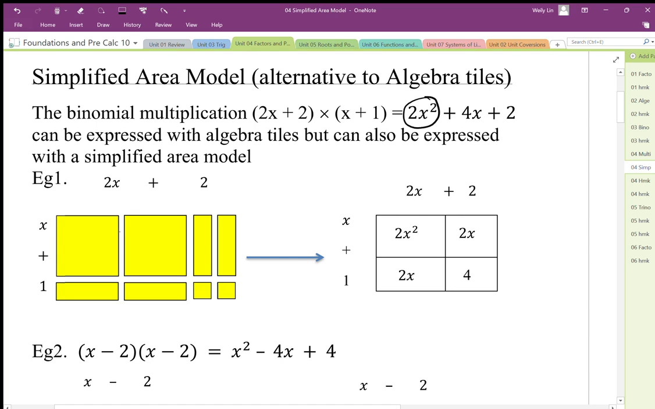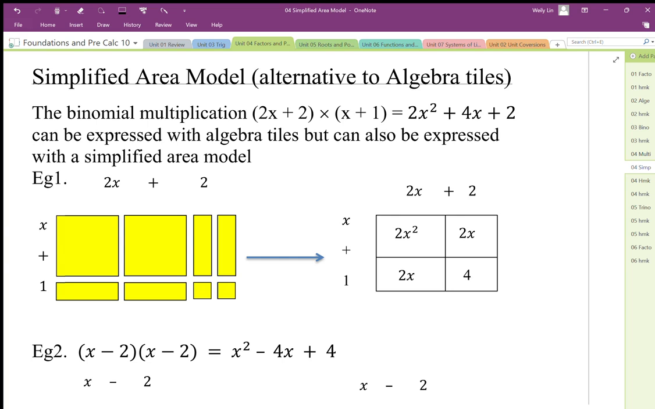And furthermore, we can see all the area pieces. Our 2x squareds are here, our 4x's are in these two spots here, and then the plus 2 is our area here. So the algebra tile model is our length times width, and we get those area pieces, which are the yellow pieces. This is very useful because we see the individual parts, but it also becomes a bit bulky because we don't necessarily need to always see every single piece.